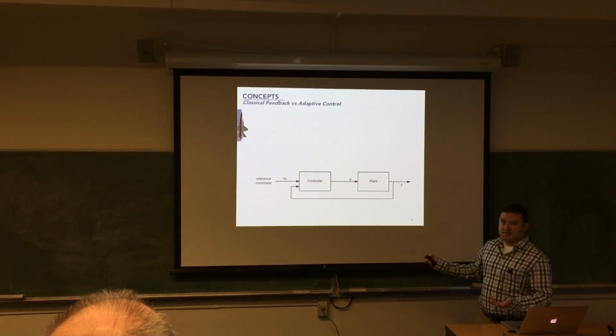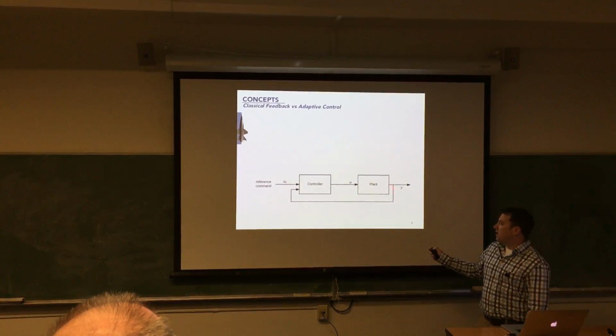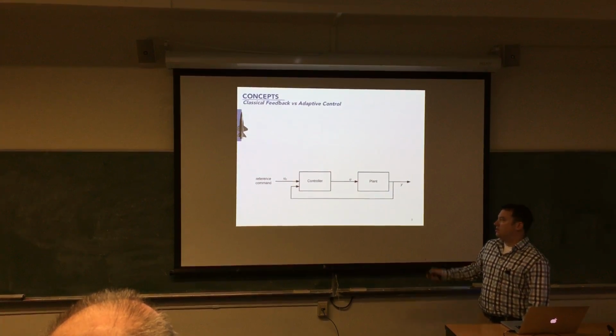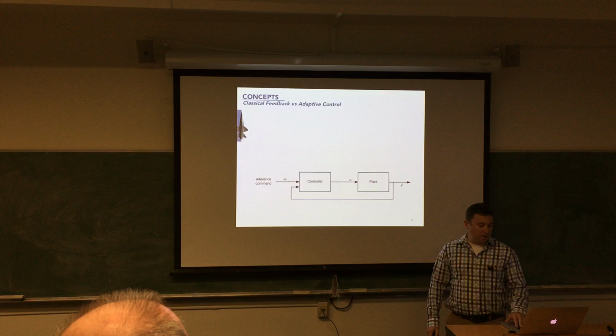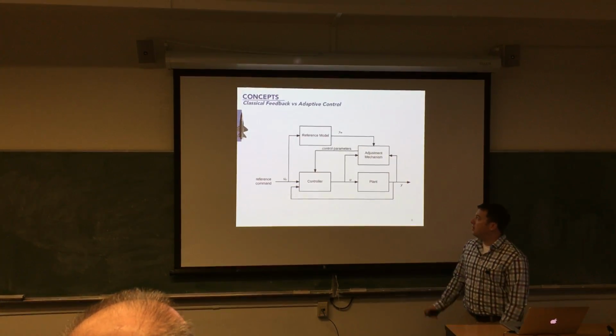Then the plant represents the airframe, the aircraft, or the system you're trying to control. And then ultimately, the resultant state gets fed back to the controller and closes the loop. So that's the conventional way that you might think about a controller for an airframe. And what does adaptive control look like?